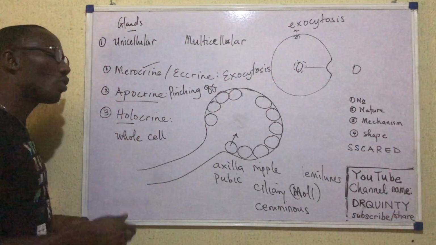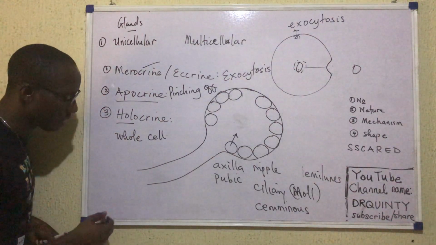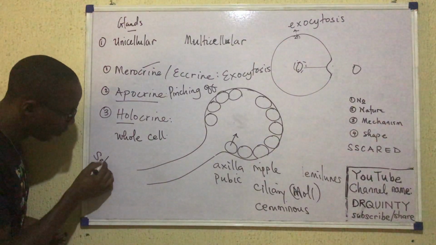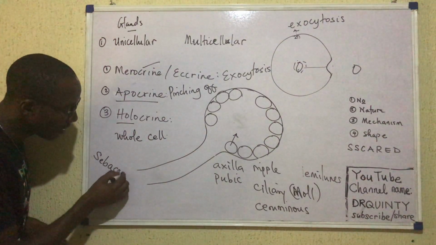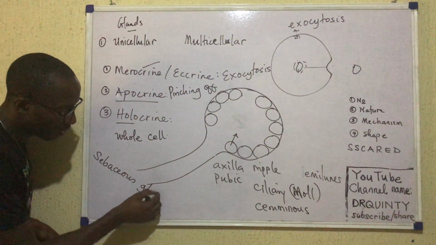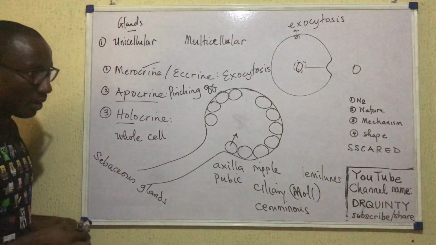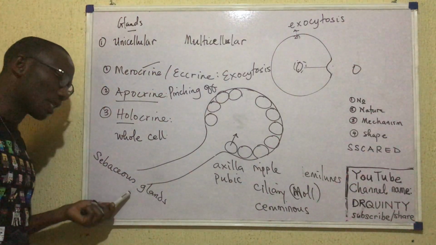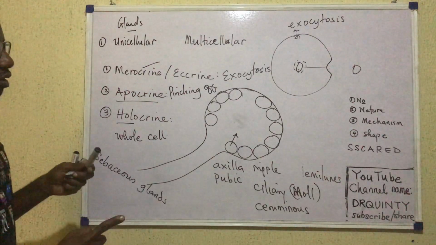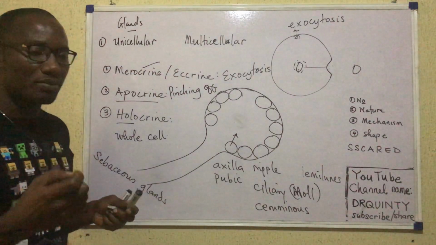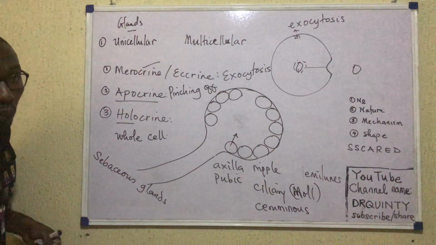Then for the holocrine glands, we have examples as well. A good example of the holocrine glands are the sebaceous glands. The sebaceous glands in the skin. And if you remember, we also said that the sebaceous glands are also examples of miscellaneous glands in terms of their secretions, which we said is waxy.